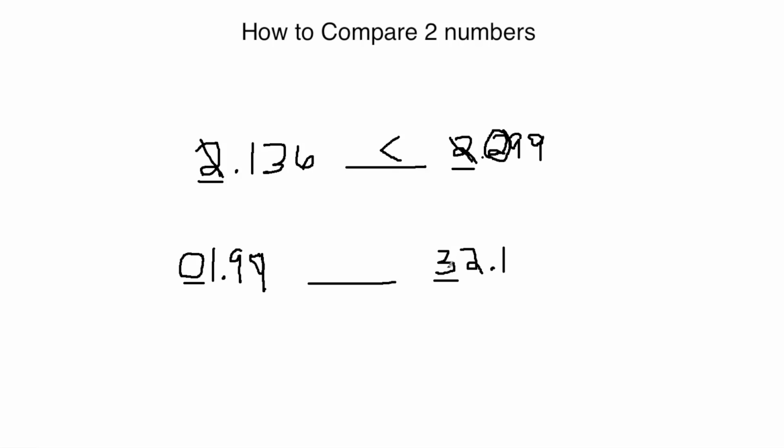So now we can compare 3 and 0. Well, 3 is greater than 0. Therefore, and circle it, 1 and 99 hundredths is less than 32 and 1/10. Let's do another one.